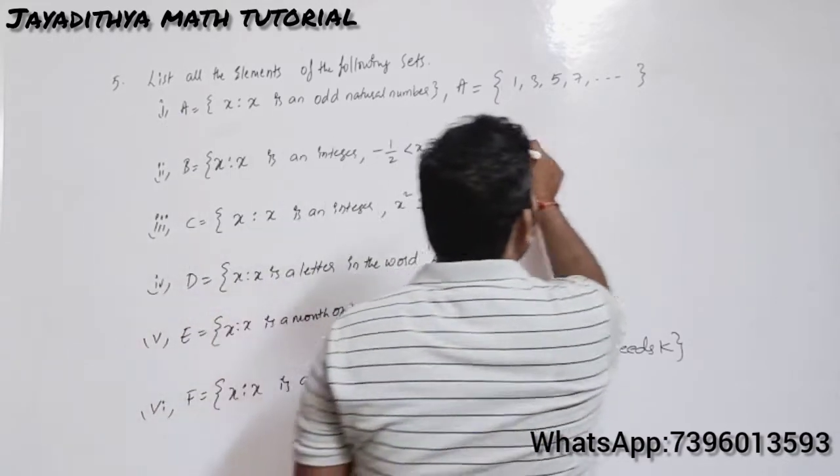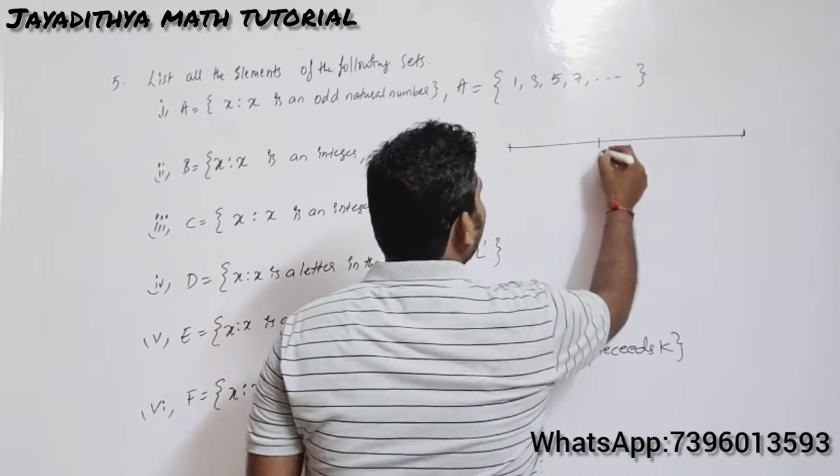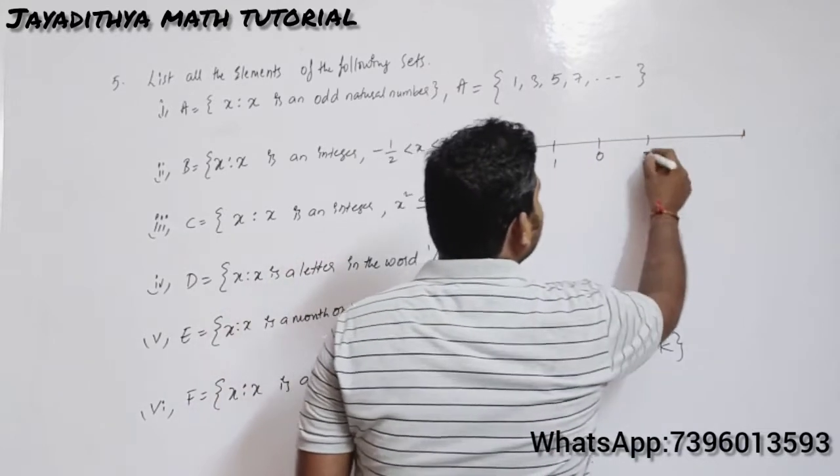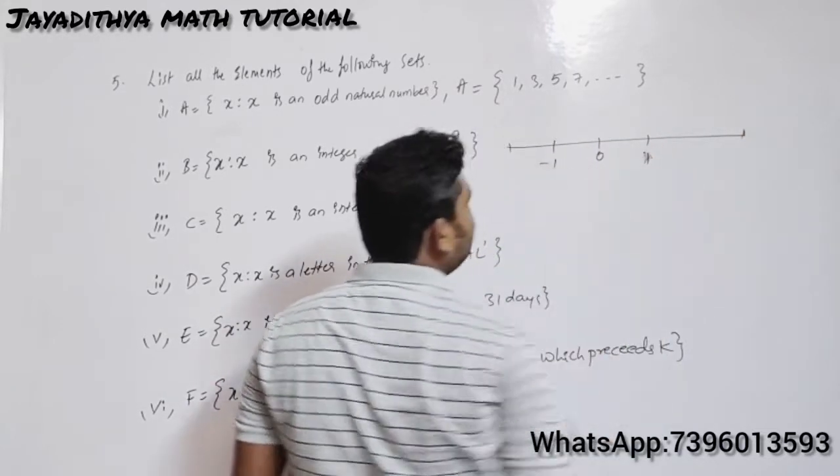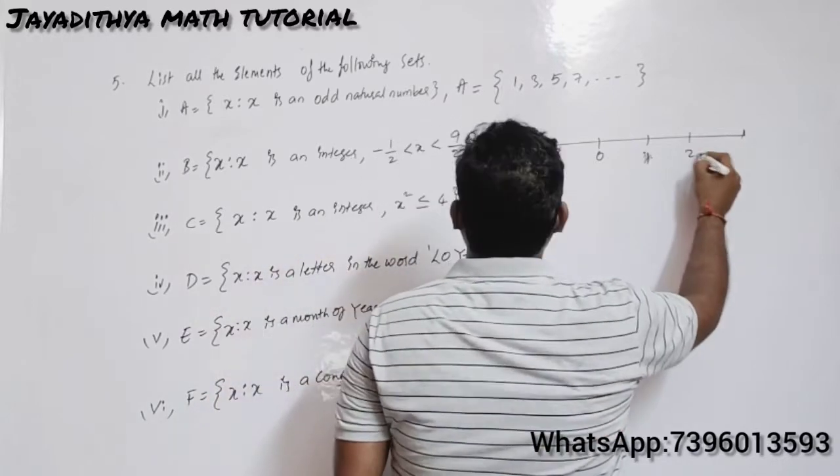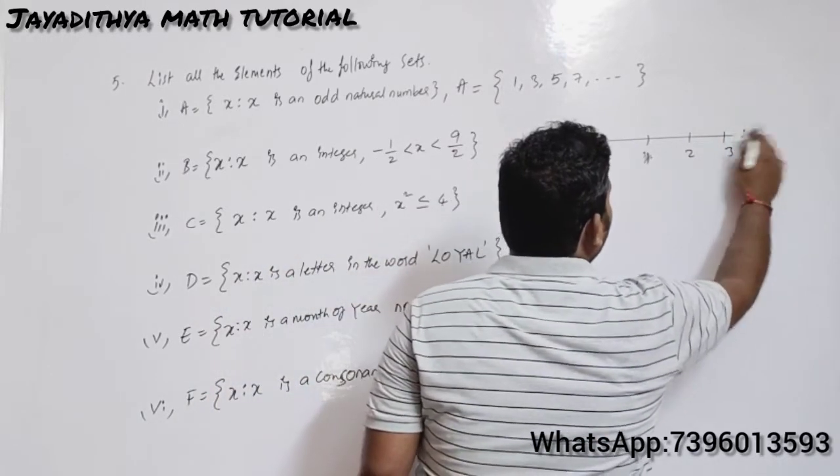This is very simple. If you observe the number line, here you will have 0 and here you will have 1. So this is -1, this is +1, this is 2, this is 3, and let us go like this.